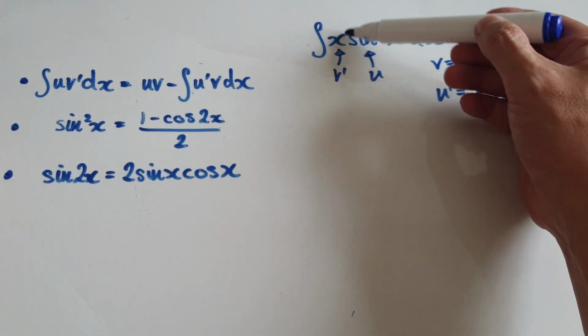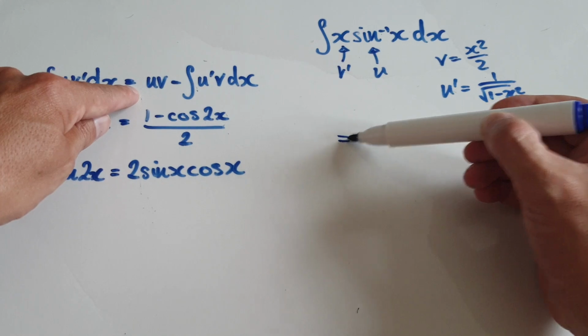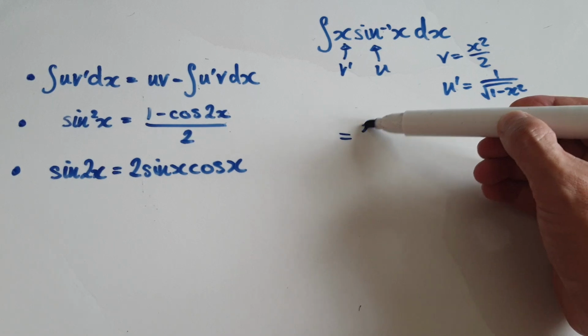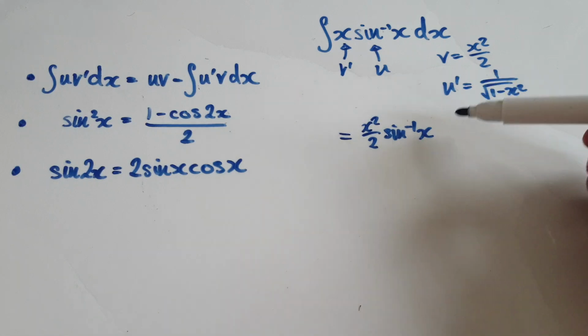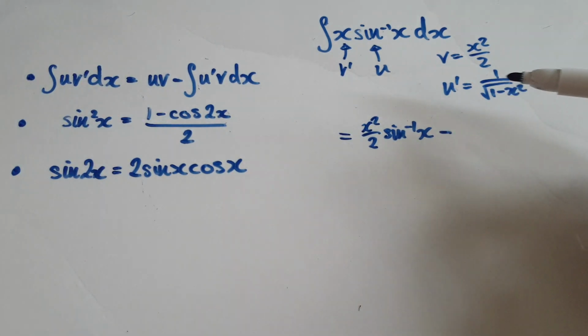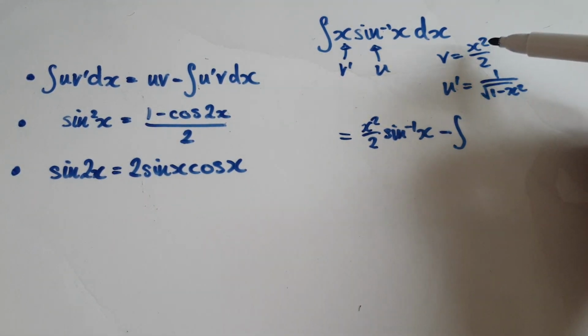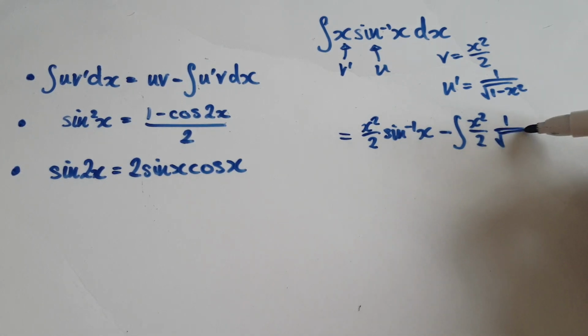I'm expecting you to be able to differentiate this. So now use integration by parts. It would be equal to u times v. So that would be x squared over 2 times inverse sine x, and then minus the integral of u prime times v. So that will be x squared over 2 times u prime, so 1 over root 1 minus x squared dx.